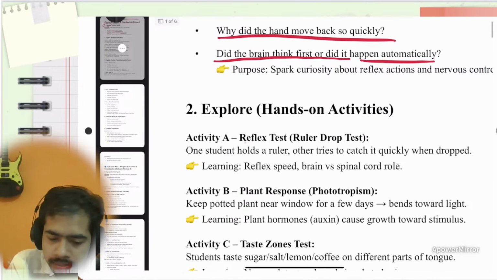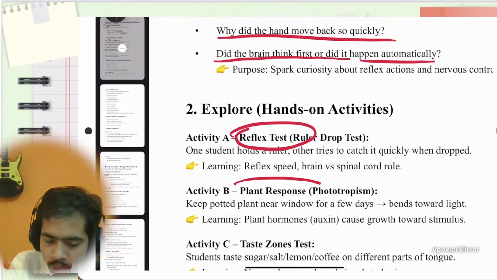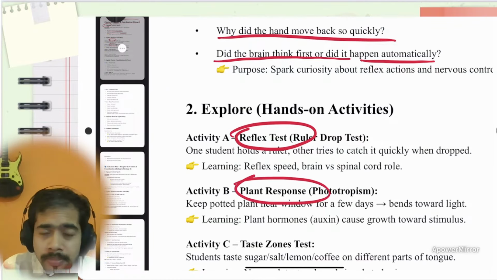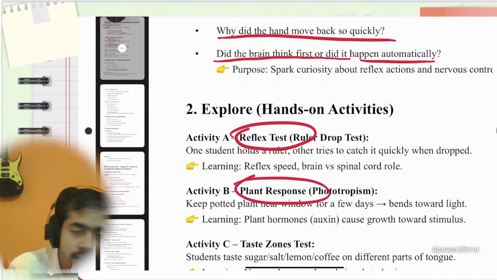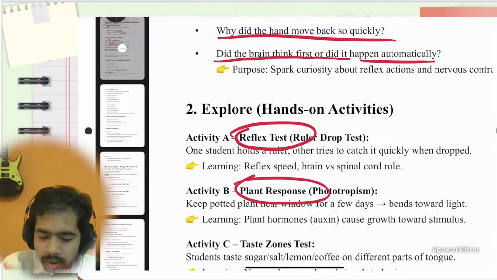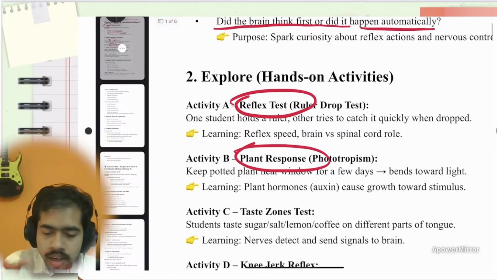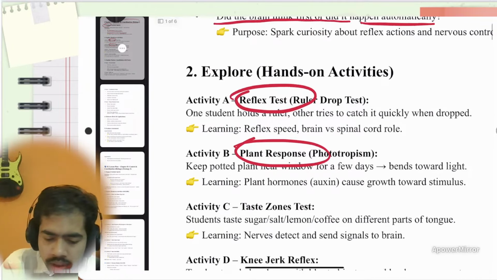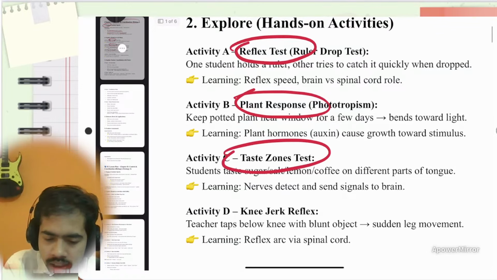They can do a reflex test activity, then plant responses. I can see you have seen the mimosa plant. In Assamese it is lazuki. When we touch, it closes. So this type of things we can ask our students, to connect with the real world and to develop this curiosity. So test, zone test.